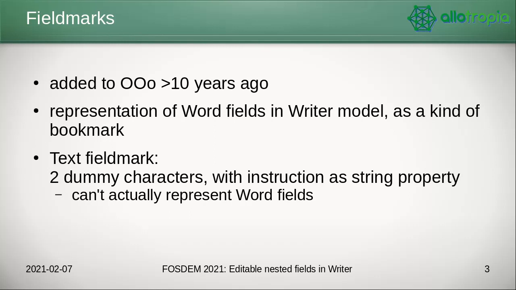There are several different kinds of field marks, and the most important one is the text field mark. The way this works is that it has two dummy characters, one at the start and one at the end. And then between those dummy characters in the paragraph text, there is the field result. And the field instruction is not stored in the paragraph text. It is a separate string property that is associated with this field mark object.